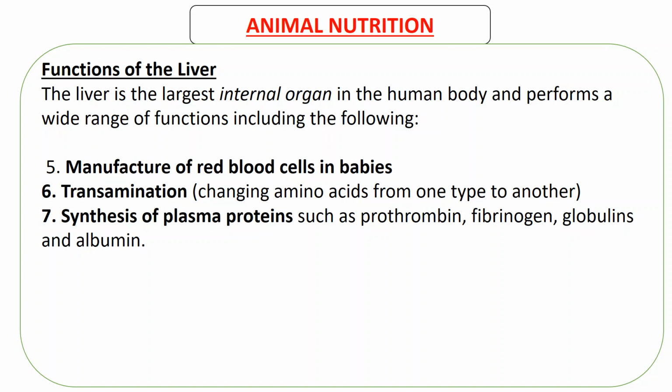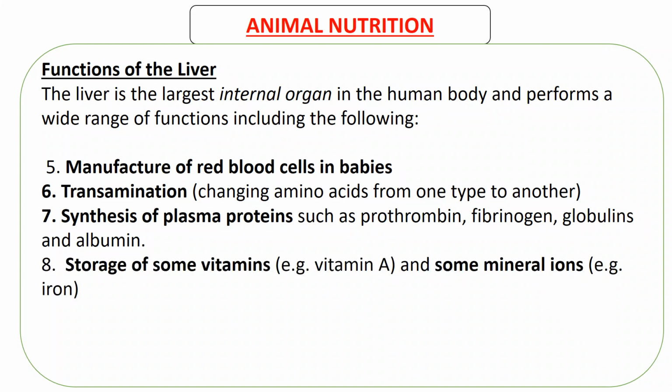Next, synthesis of plasma proteins such as prothrombin, fibrinogen, globulins, and albumin. These are plasma proteins. We're going to learn about them when we do transport in man. So the liver is the one that makes them.